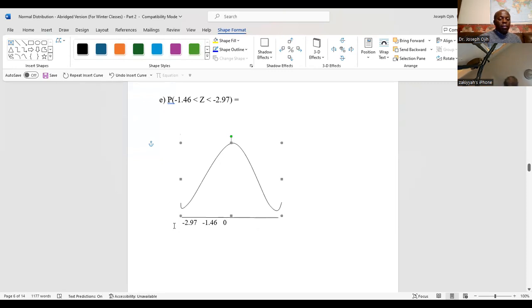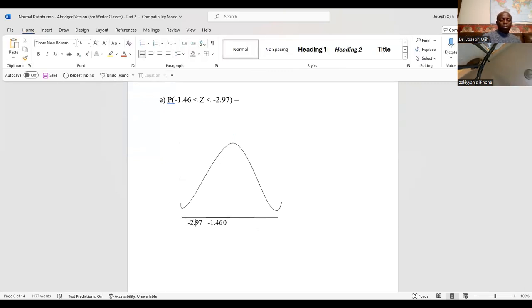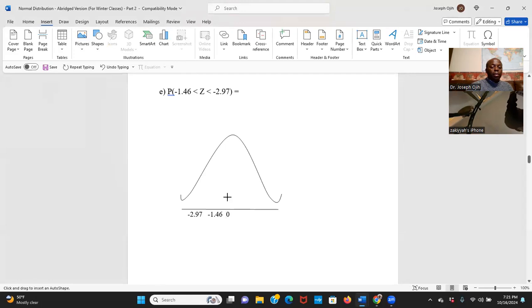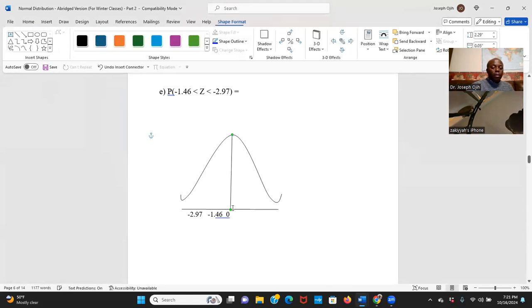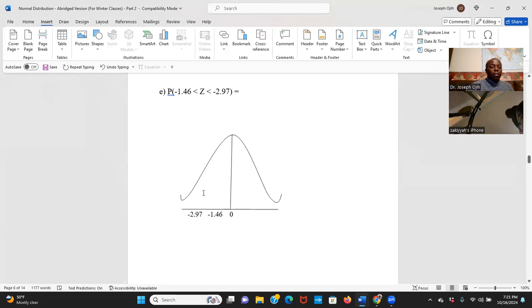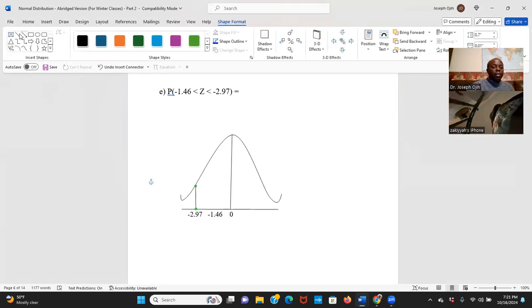Then you can now have your center line here. Okay, good. When you're doing this by yourself, you're gonna use pen and pencil, so it will be easier for you to draw it. I got a center line, right here. Then we have the line that represents negative 2.97 and the line that represents negative 1.46. Now we're looking for their probability. That means we're gonna shade those two.